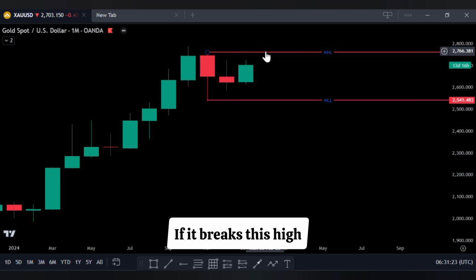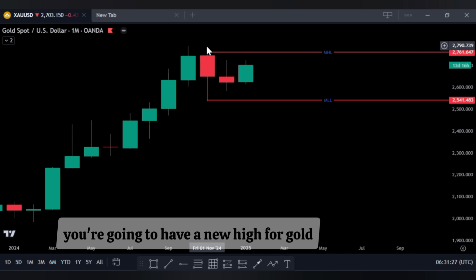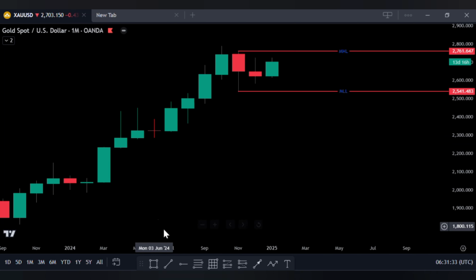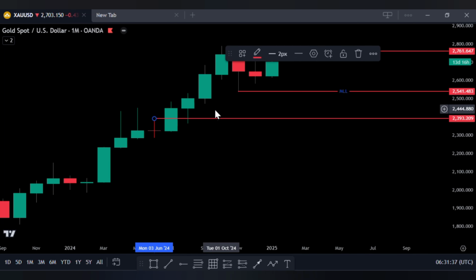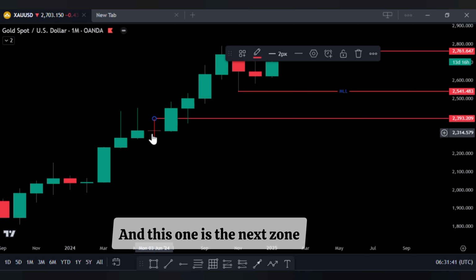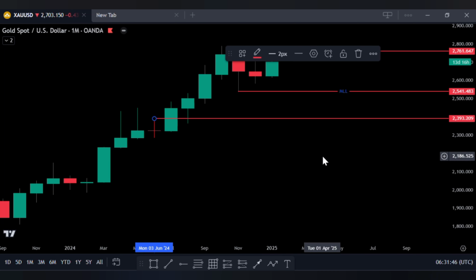If it breaks this high, you're going to have a new high for gold. If it breaks this low, we are going in this direction and up to this zone, the zone around here, because there's no imbalance around here, and this one is the next zone. So if gold breaks this low, you're going to 23.93.